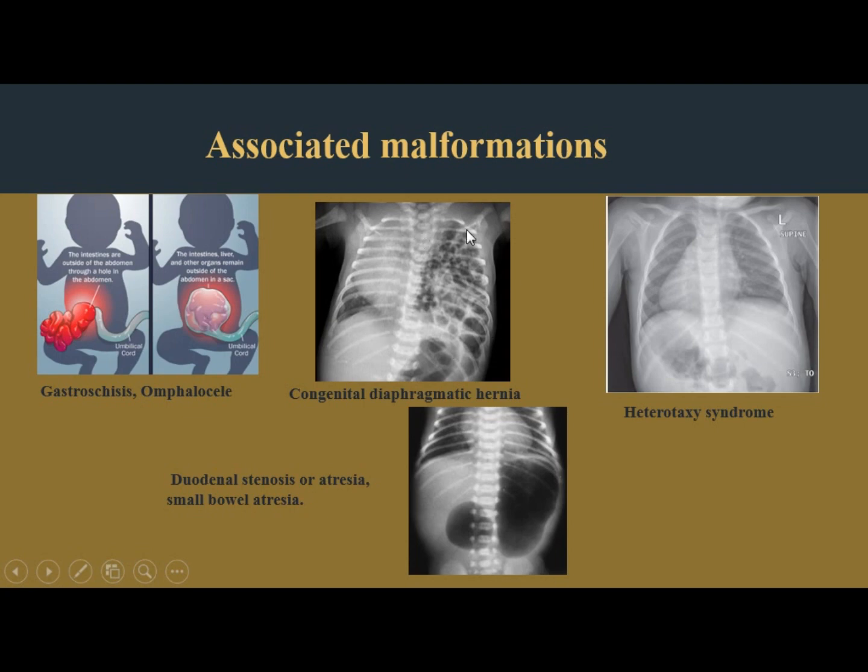Congenital diaphragmatic hernia: here the problem is with the fixation. We have the herniation, rotation, and reduction, but the fixation in the abdominal cavity will not occur, so the bowel will go to the chest.